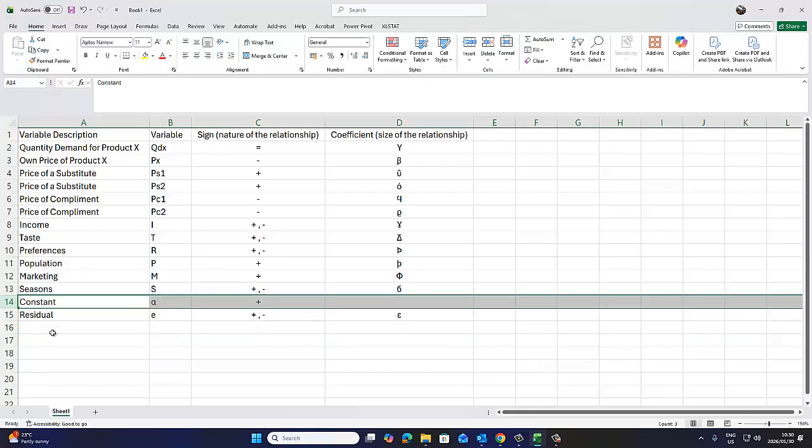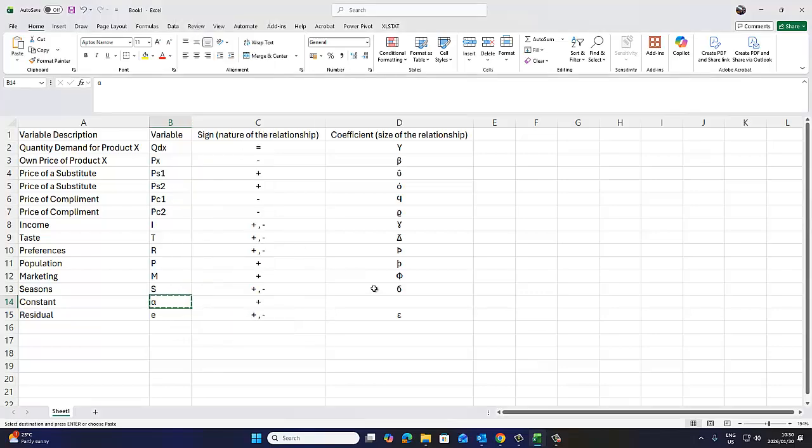And paste it in there. Residual, that's normally an A. Let's do the constant. I'm going to do a C here. Constant. There we go.